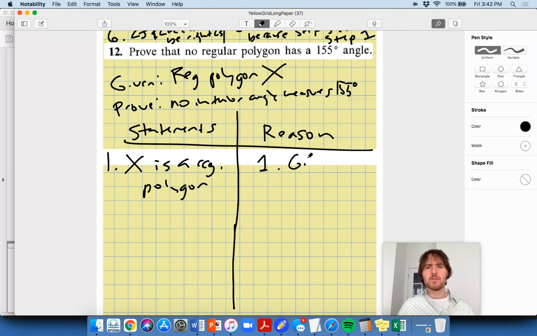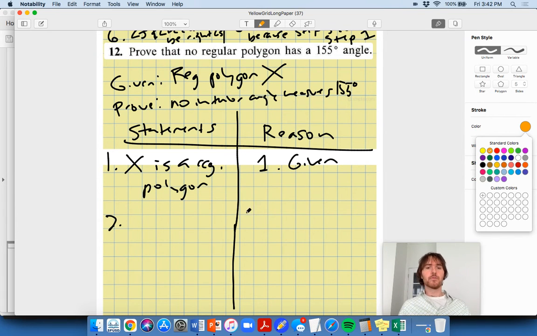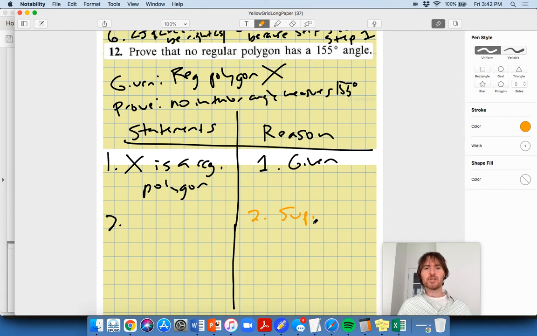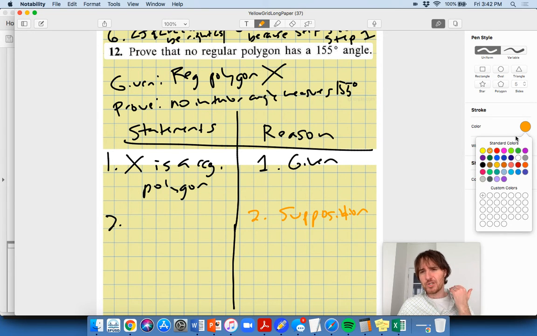Step 1, given. Step 2, what's step 2 of an indirect proof? If you're writing a two-column proof, step 2 would be your supposition. You're supposing that whatever it is you're trying to prove is false, because then you're going to show something follows that's going to contradict something. If what we're assuming is false turns out to be impossible, then what we're trying to prove must be true.